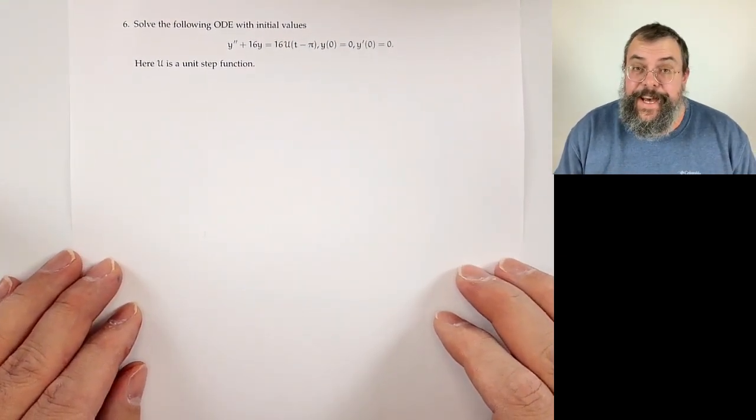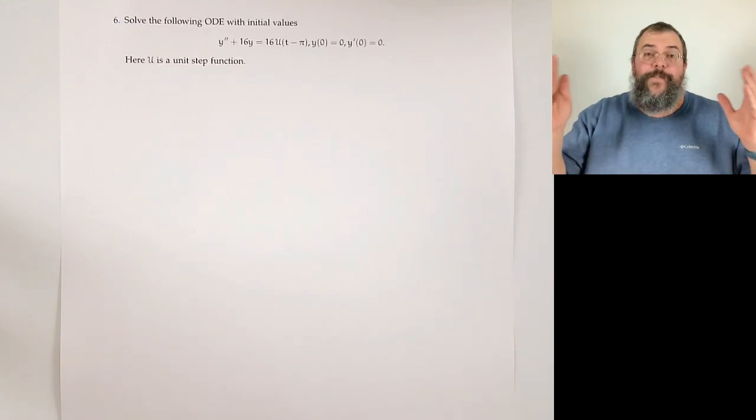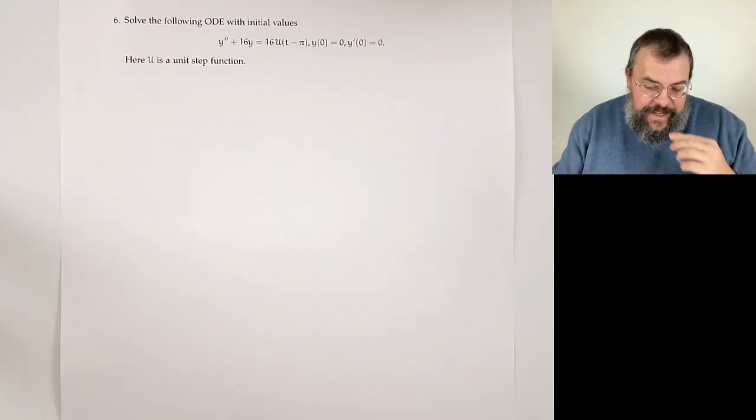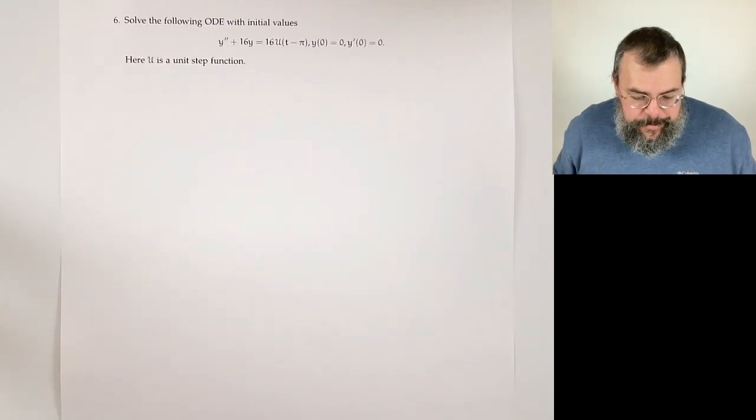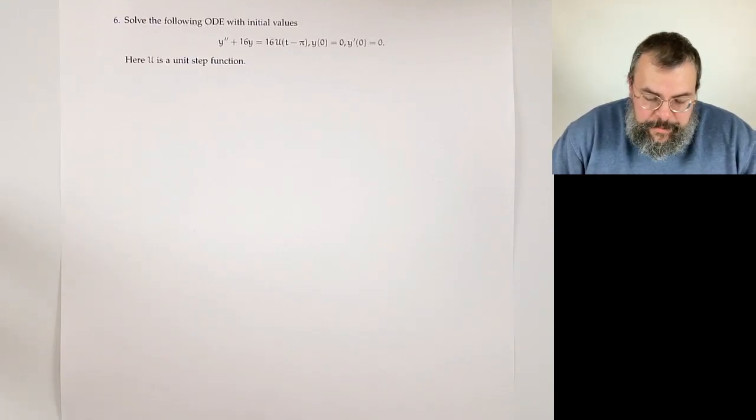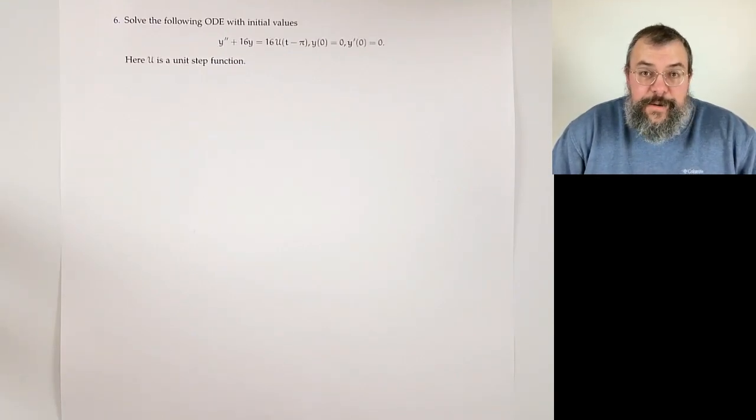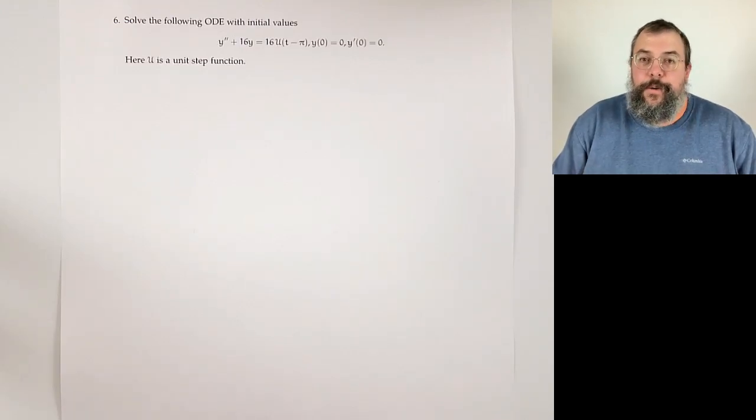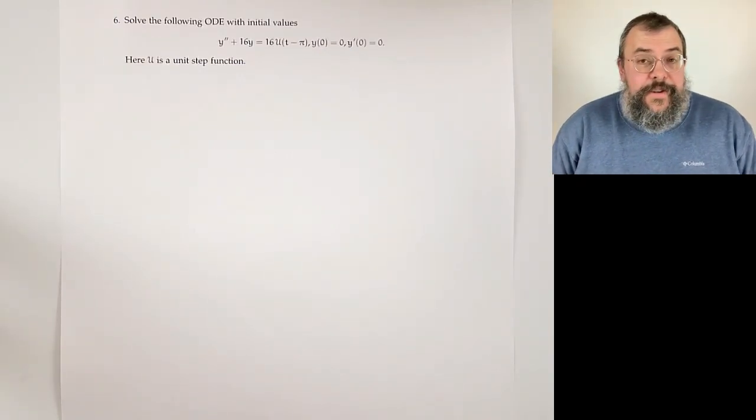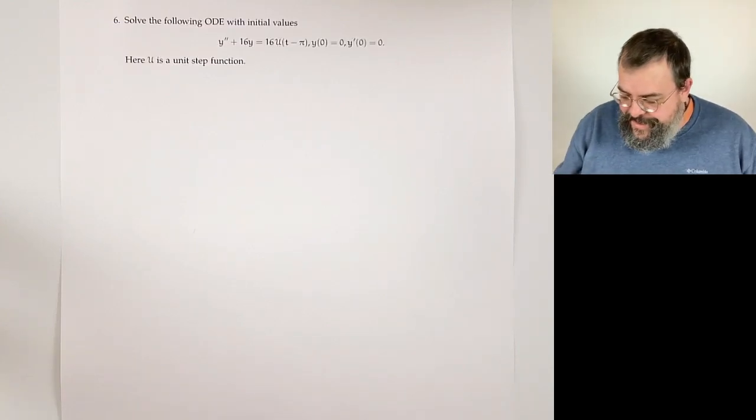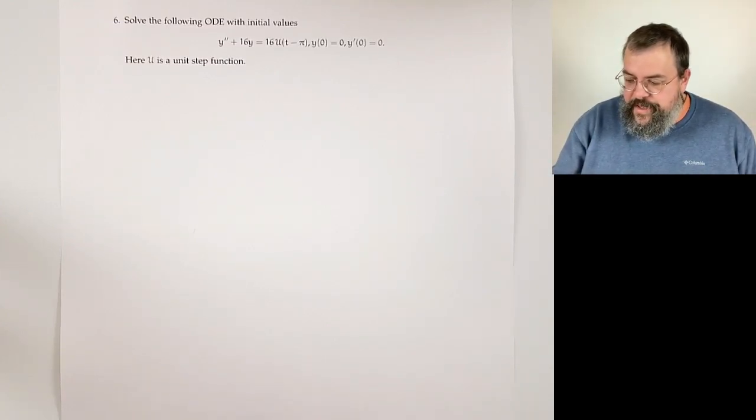So, well, we have options. Speaking of options, number 6. The end. Solve the following ordinary differential equation, ODE, with initial values. Okay, good. Bread and butter. No surprises coming up here. Y double prime plus 16y prime equals 16 u of t minus pi. Y of 0 equals 0. Y prime of 0 equals 0. And here, u is a unit step function. So you even told us what u was. We already knew that. We're pros at this by now.